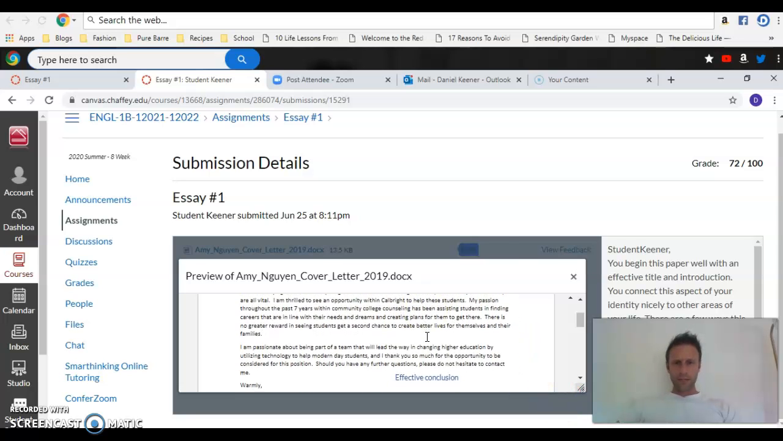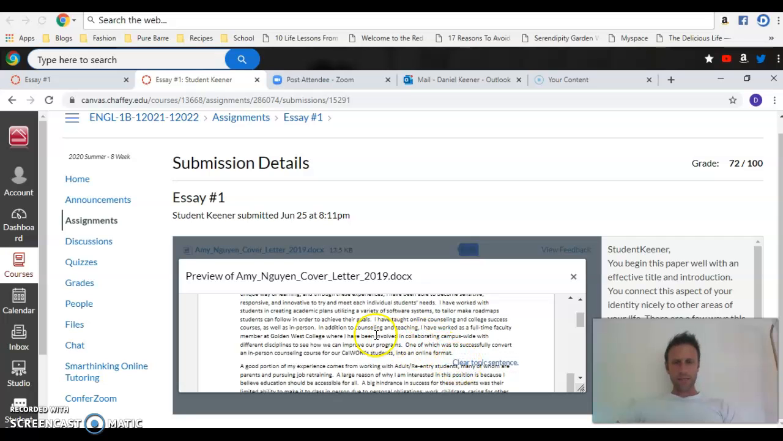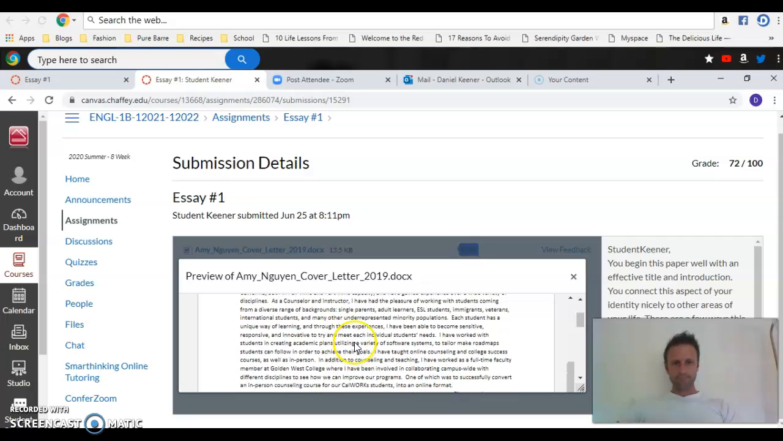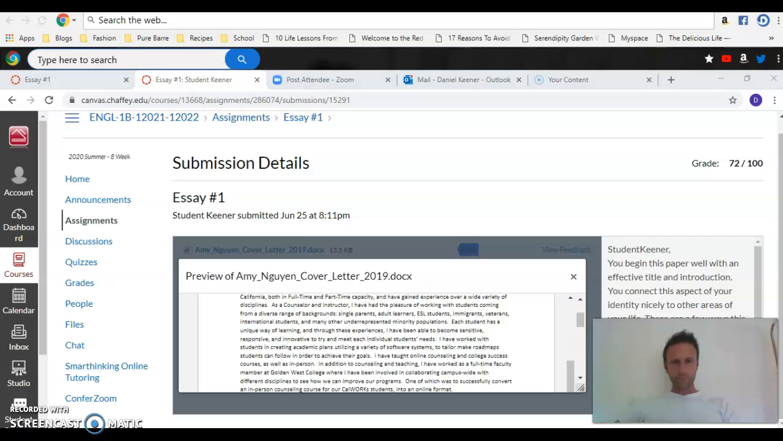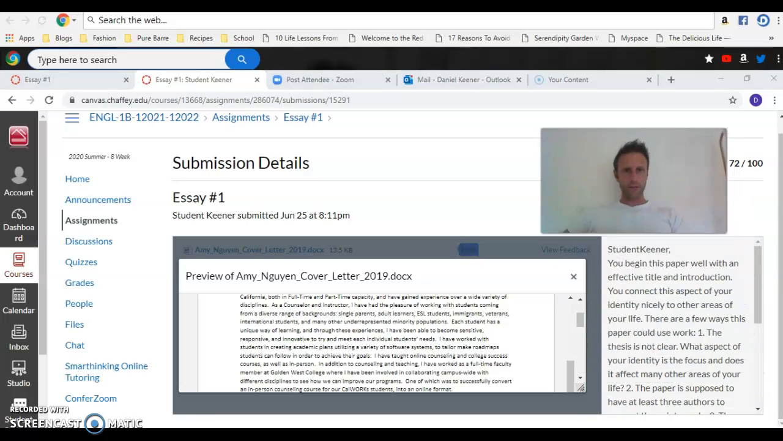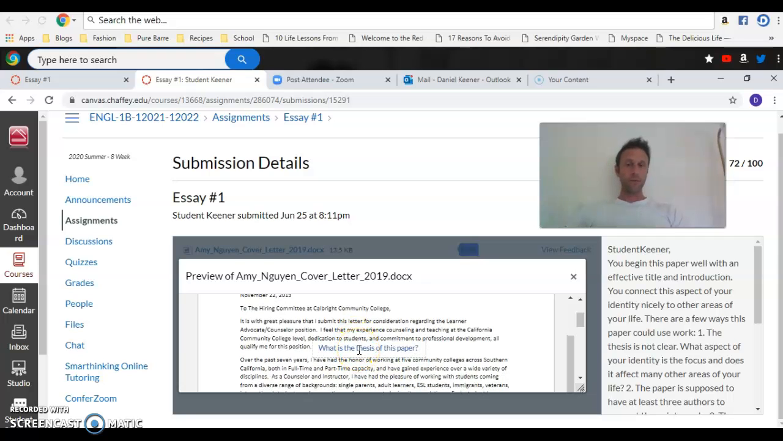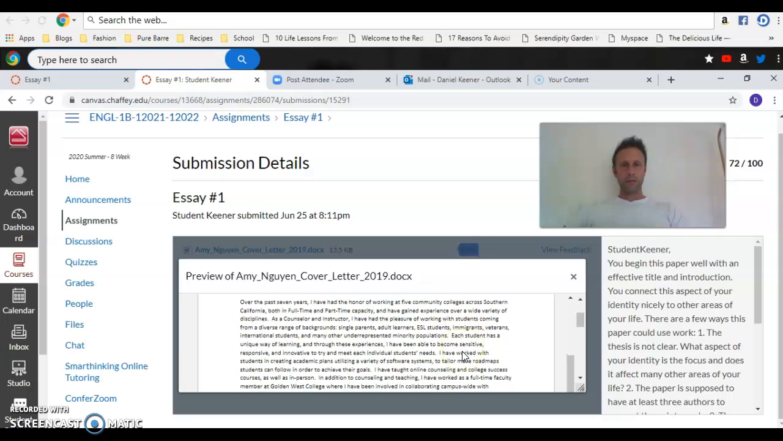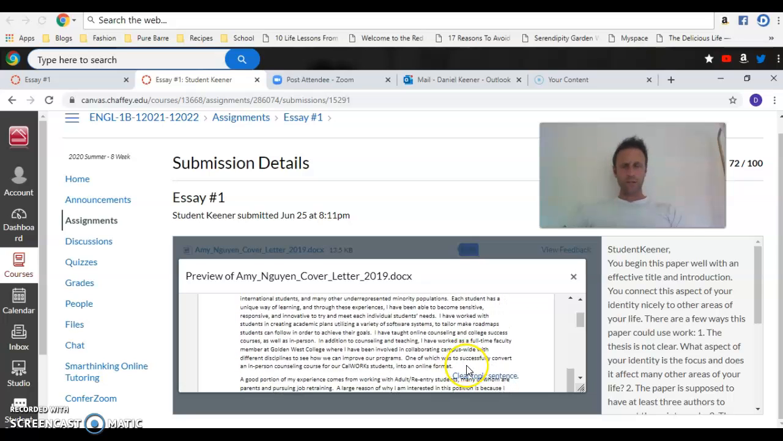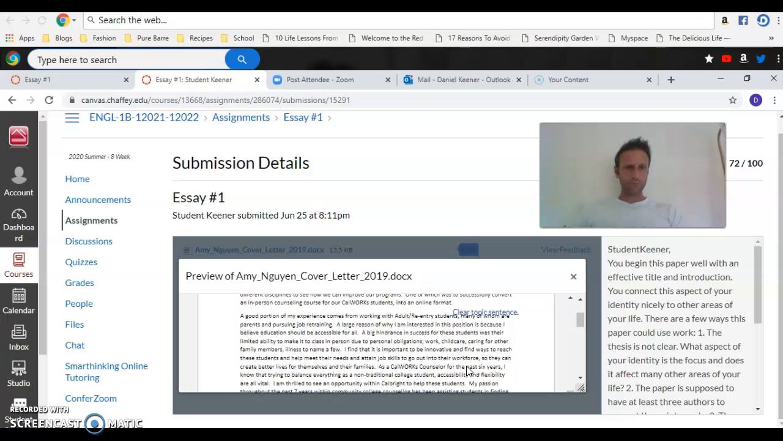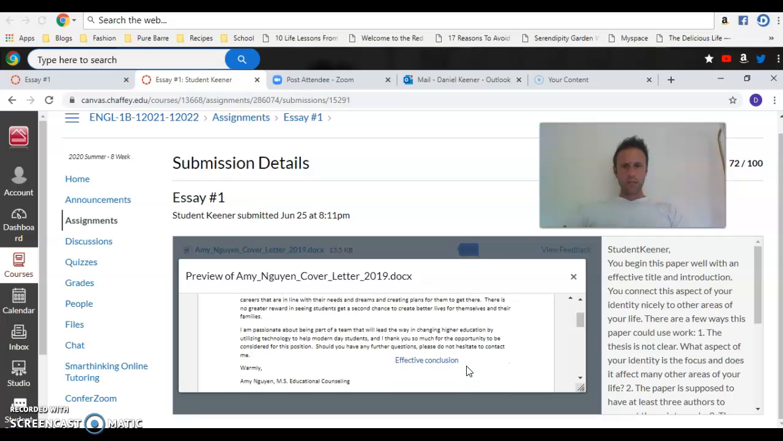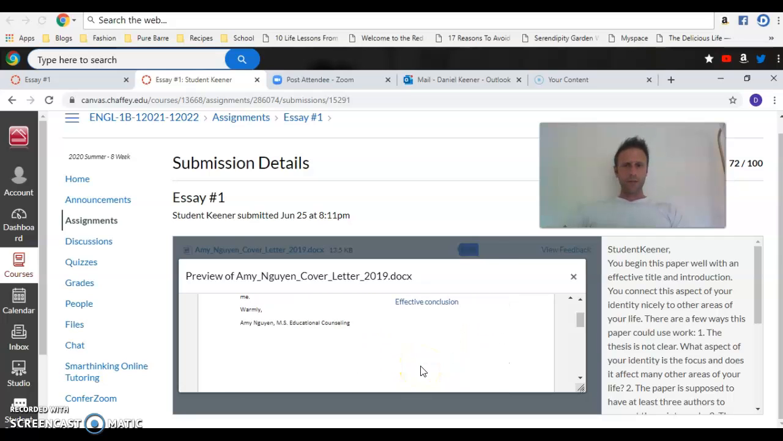Anyway, so I'm going to scroll down. As you can see, I'm making comments in the text itself. I'm going to move this over here, so you can see that I'm making comments in the text on the paper. So where's the thesis in the paper? That's what I'm kind of looking for right there. And then clear topic sentence later on. I comment on the conclusion, that it's an effective conclusion at the end of that mock paper here.